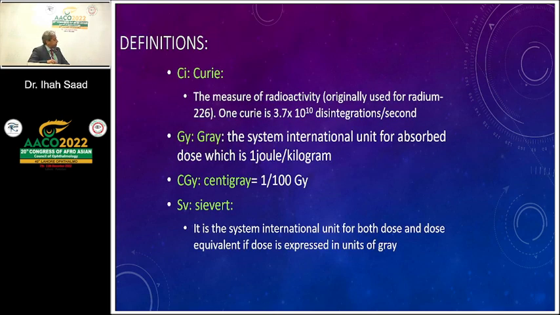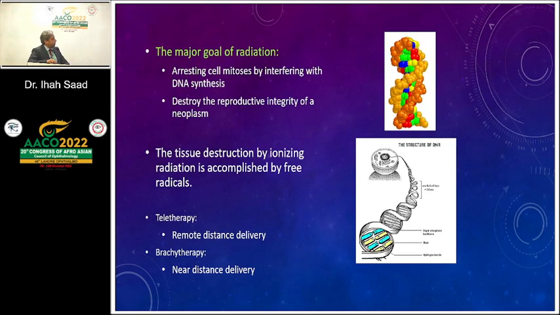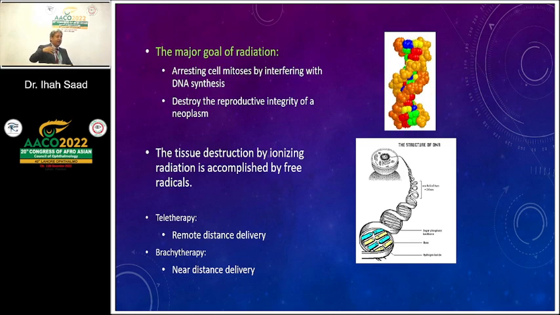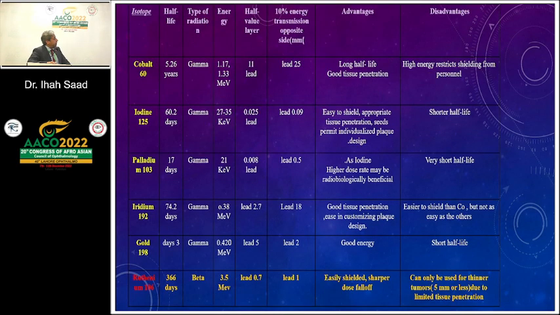The unit we use is the gray, which is the System International Unit for absorbed dose, which is 1 joule per kilogram. This is the unit of radiation we use in our practice. Radiation's goal is to arrest cell mitosis by interfering with DNA synthesis and destroy the reproductive ability of the tumor, and it does induce vascular occlusion. So brachy means nearby. We put a plaque near the tumor, not teletherapy, where the radiation comes from the very far periphery.